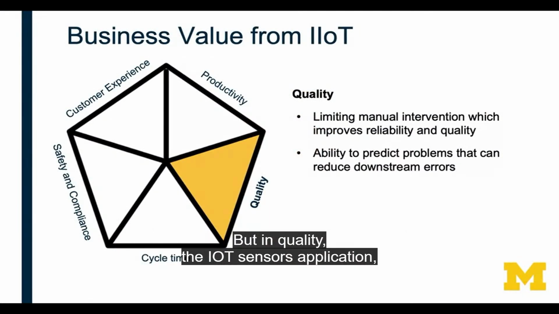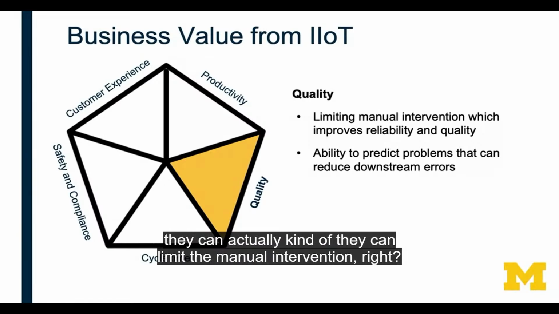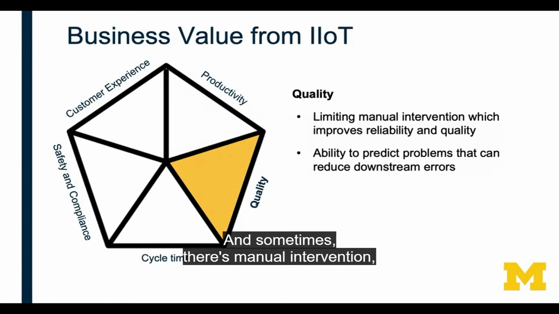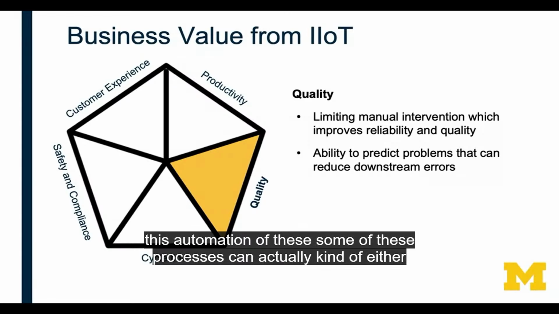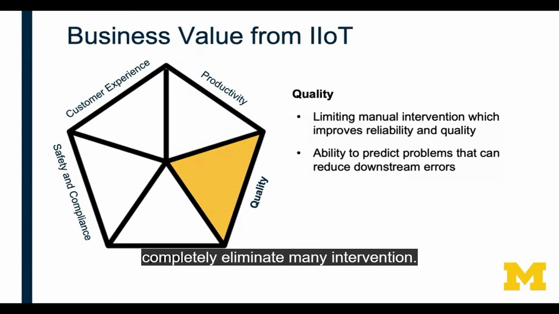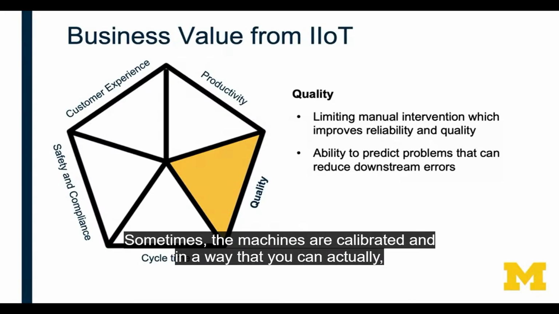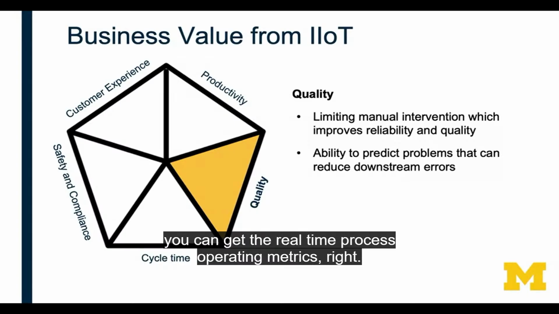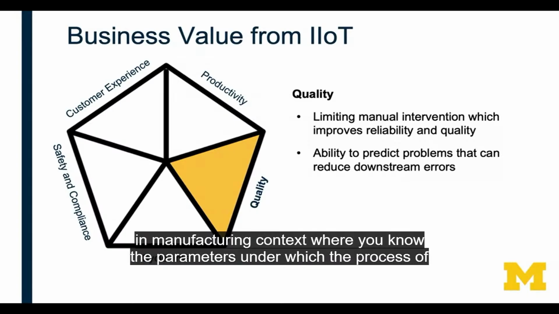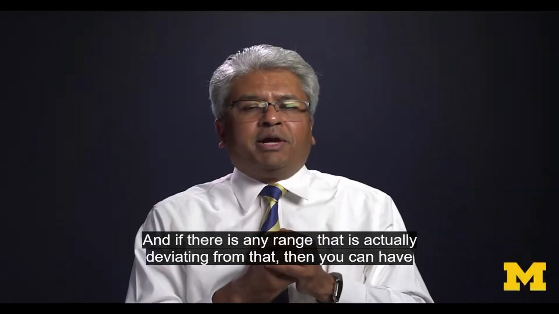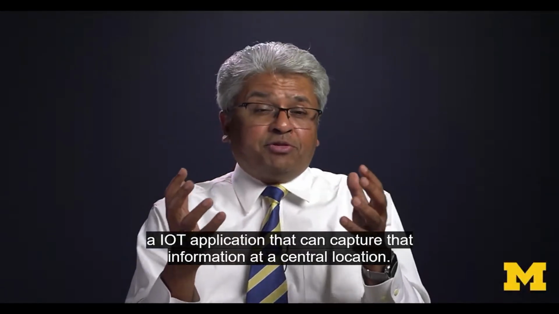In quality, IoT sensor applications can limit manual intervention. A lot of times there are machines where precision is very important, and sometimes when there is manual intervention, automation of some of these processes can either completely eliminate manual intervention or guide it so that your reliability goes up and the possibility of error comes down. Sometimes the machines are calibrated in a way that you can get real-time process operating metrics. It is often called the PQ charts in a manufacturing context, where the parameters under which the process of a machine operates should be within that range. And if any parameter is deviating from that range, then you can have an IoT application that can capture that information at a central location.